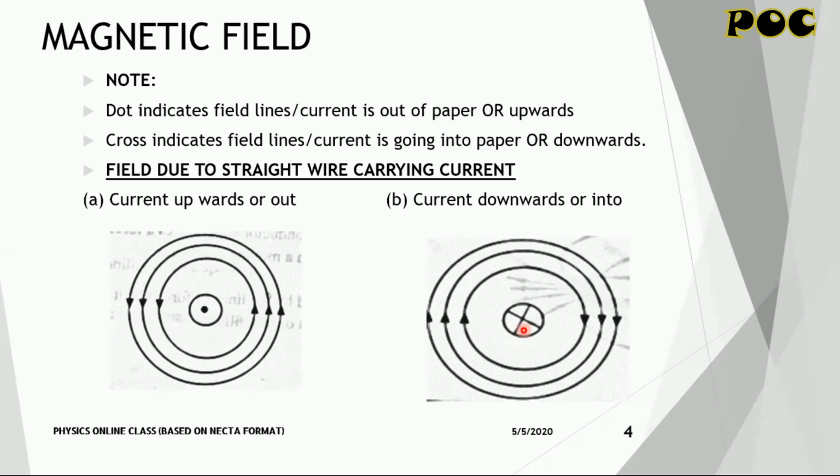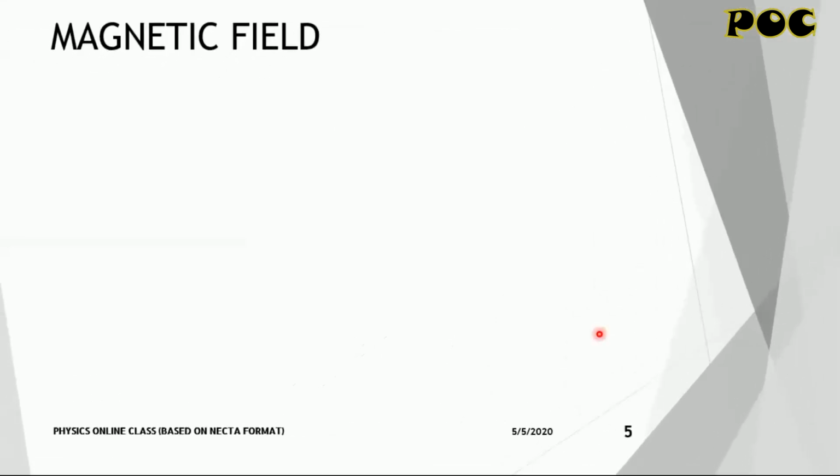Or I'm going to point the thumb towards the screen of my phone or my laptop. You will find that the fingers will curve towards the direction indicated by these arrows here. The second case, we want to check the field due to a circular coil. How are we indicating the field due to a circular coil?